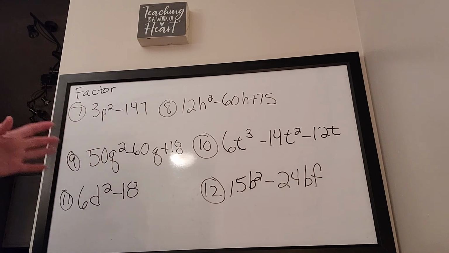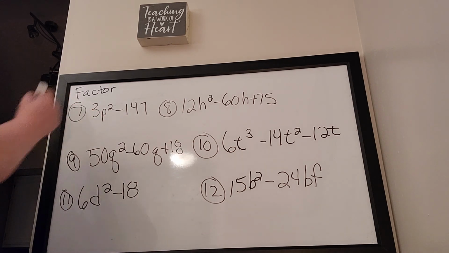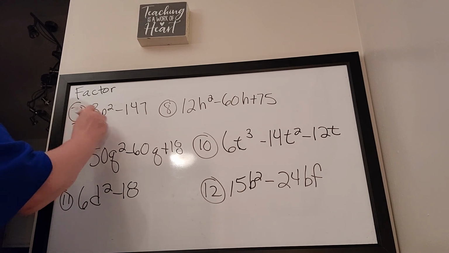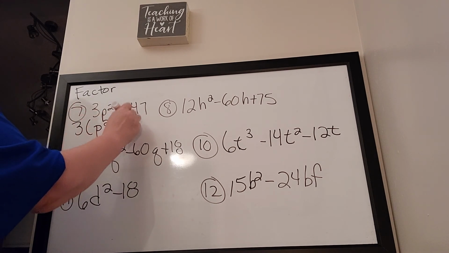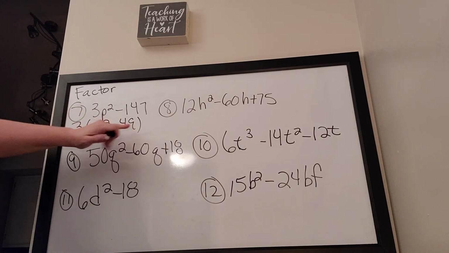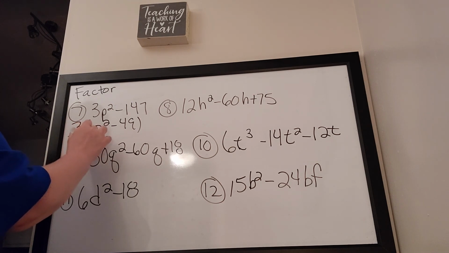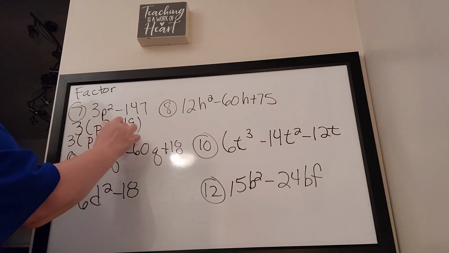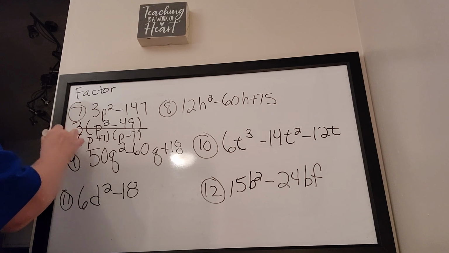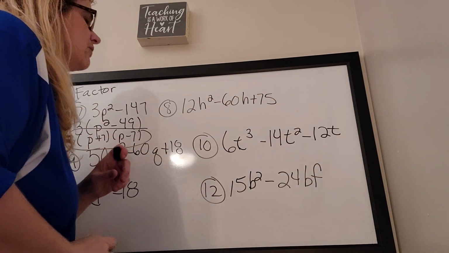Okay, we're going to factor these, and these could be done multiple different ways. We're just going to take a look at them. So here, the first thing we do is take out a greatest common factor, and 3 is a greatest common factor. We're left with p squared minus 49 when we divide by 3. This is a perfect square, this is a perfect square, and it's subtraction. So it's going to be 3 times p plus 7, p minus 7. Difference of perfect squares after we took out the greatest common factor.